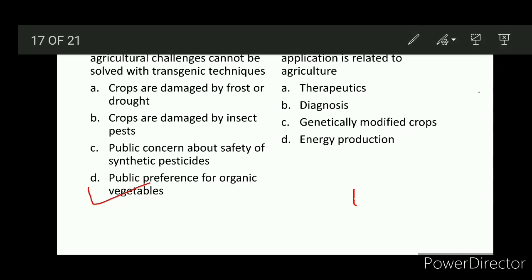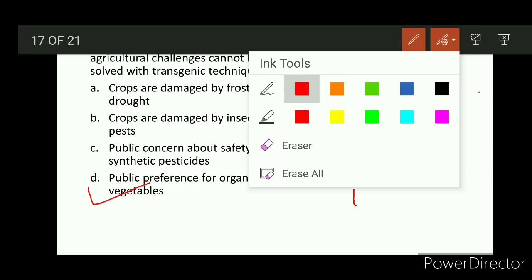Option C, genetically modified crops, is the right answer. Moving on to the next question.